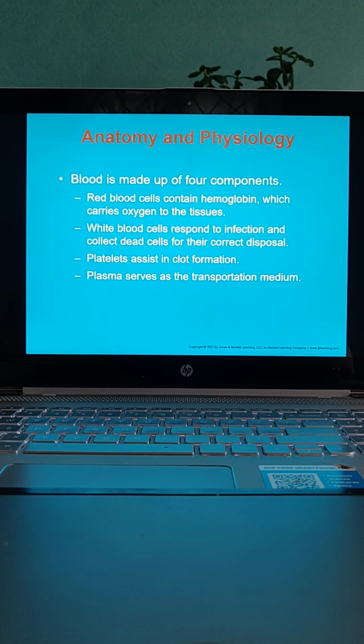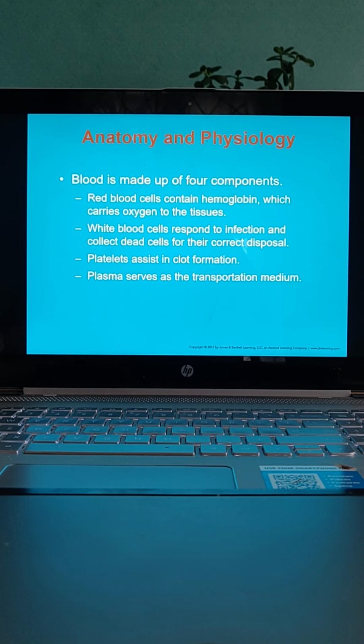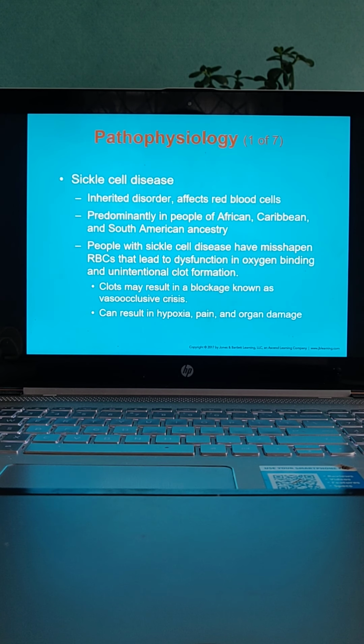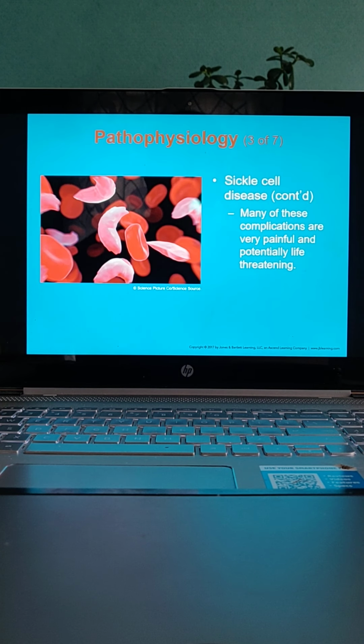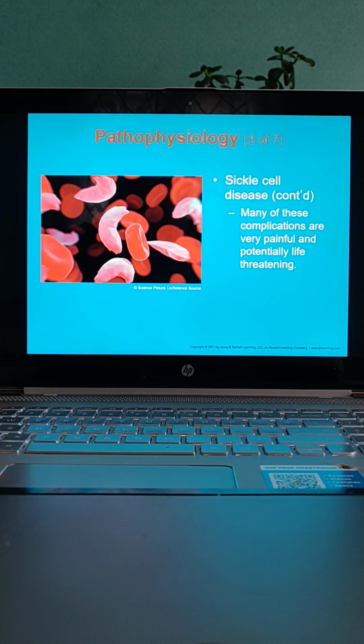Okay? The reason why it was called sickle cell disease is because the red blood cells actually look like a sickle. And if you want to, I should have them right here. I'm sorry. There we go. Look at the pink ones. That's a sickle cell right there. Okay?